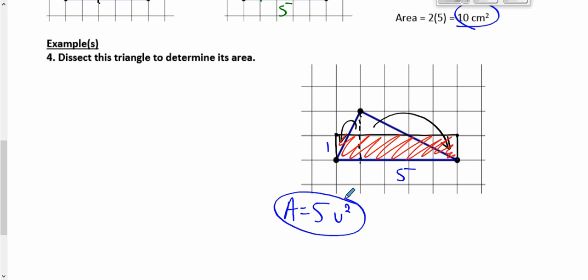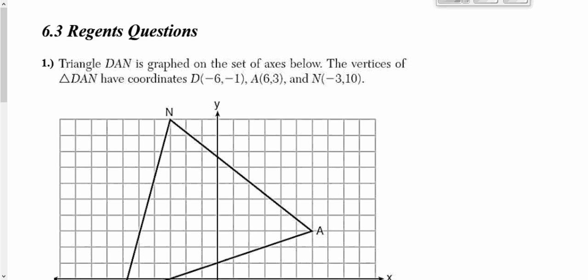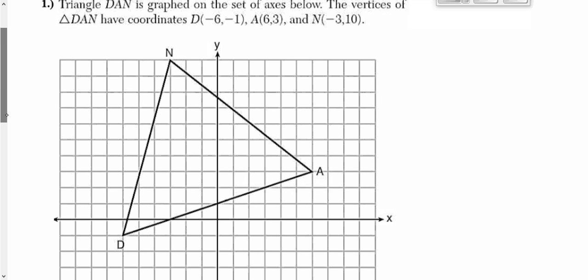Let's take a look at the single regions question. Now, this is a little bit different, and I'm going to show you a method for getting the area of a triangle in the coordinate plane. If you notice that none of the sides of the triangle here are on the horizontal or vertical. It's very difficult to count.